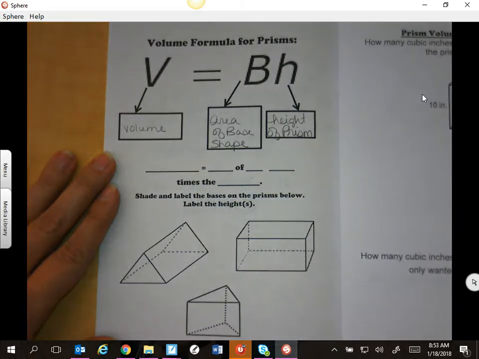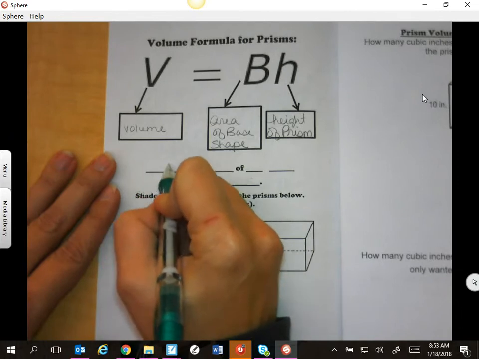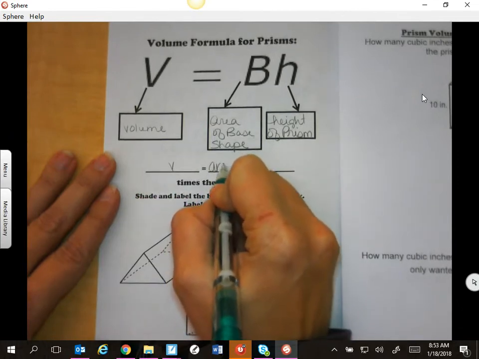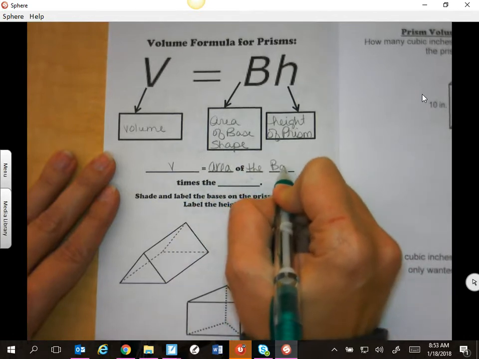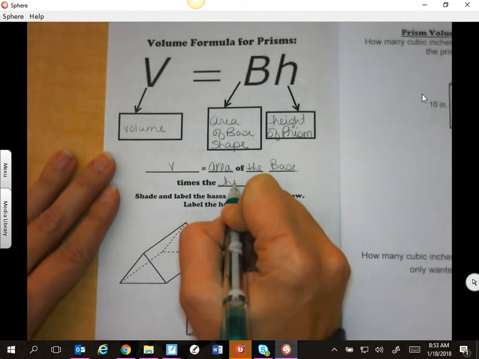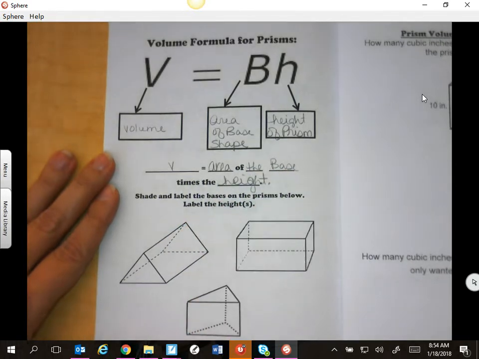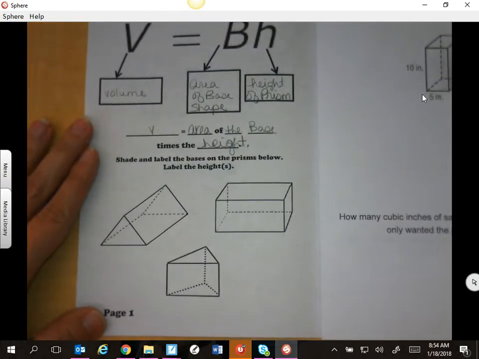So V is equal to, remember, this is area of the base times the height. And big B is probably the one that's going to give you the most trouble. It says shade and label the bases on the prisms below and label the height.